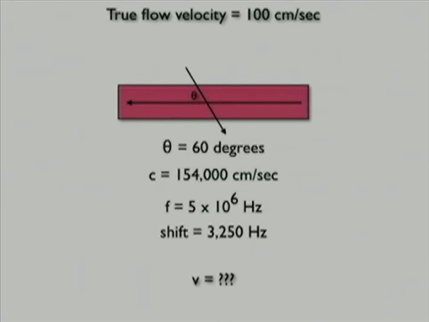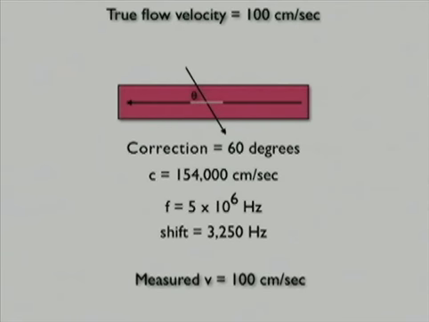Let's look at an actual example here of a vessel with a true flow velocity of 100 centimeters per second and an angle of inclination of 60 degrees. All the other values are either constants or have been measured. In this case, the shift is 3,250 hertz. So if you're diligent and you set the angle correction properly, as I'm illustrating here, the measured velocity will be very close to the actual velocity of 100 centimeters per second.